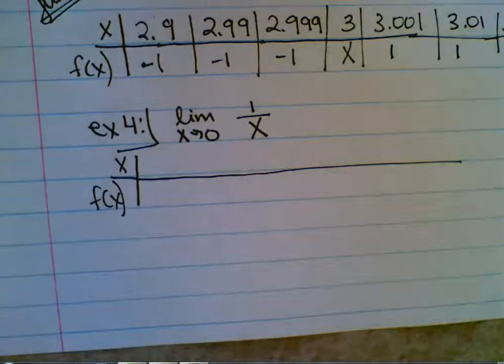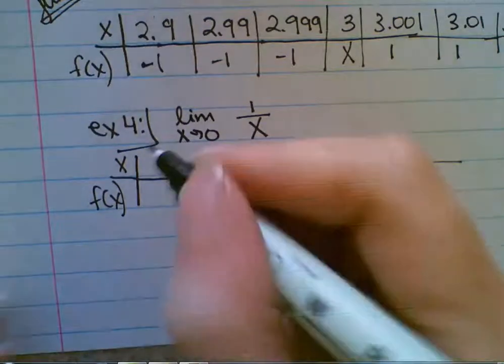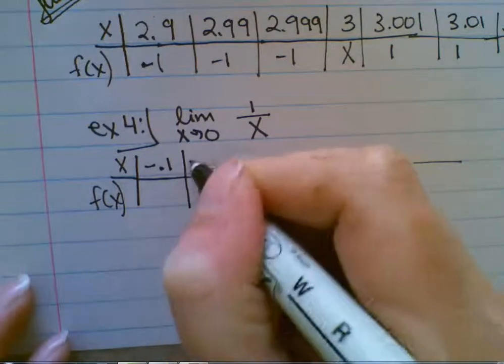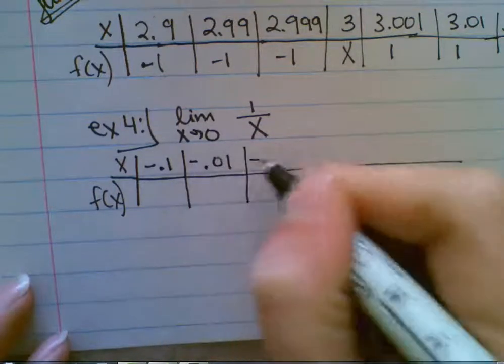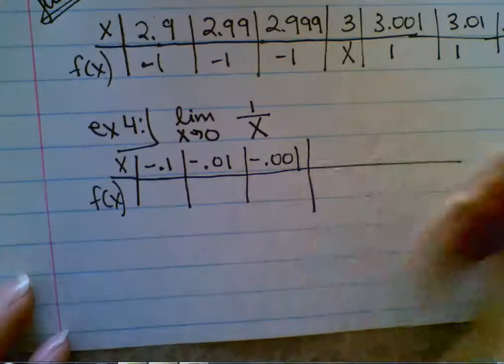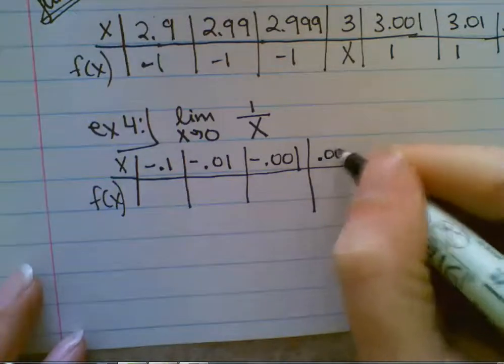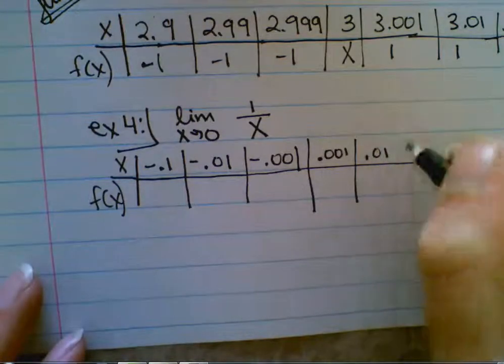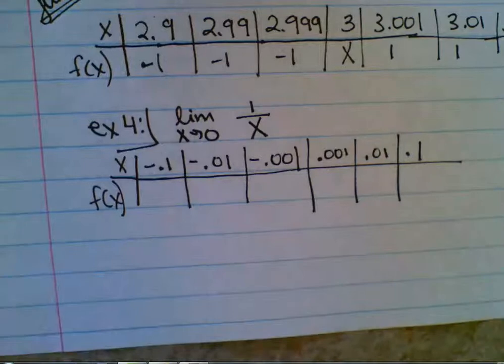Guys, what's the value right before 0? It's going to be negative point something. If it's negative 0.9, negative 0.99, aren't we approaching negative 1? Yeah, negative 0.1, negative 0.01, negative 0.001. Okay. And on the other side, you could say 0.001, 0.01, and 0.1. If it was 0.9, you'd be approaching 1, 0.99 and 0.999.